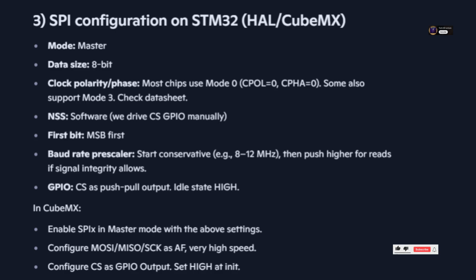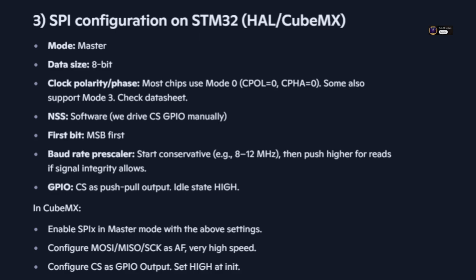You'll usually set the chip select NSS pin to software mode. This means you'll control the CS pin manually using regular GPIO commands, pulling it low when you want to talk and high when you're done. Hardware NSS is less flexible for multiple devices. Data order is almost always MSB first, most significant bit first. And then you set the baud rate prescaler, which determines the clock speed. Start slow, maybe divide the system clock down to get 8 or 12 megahertz. You can try pushing it higher later if your setup is clean and the flash chip supports it.